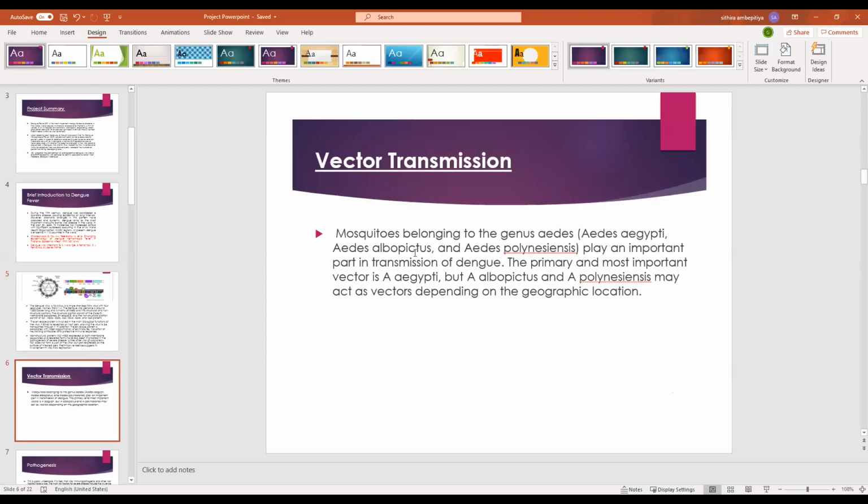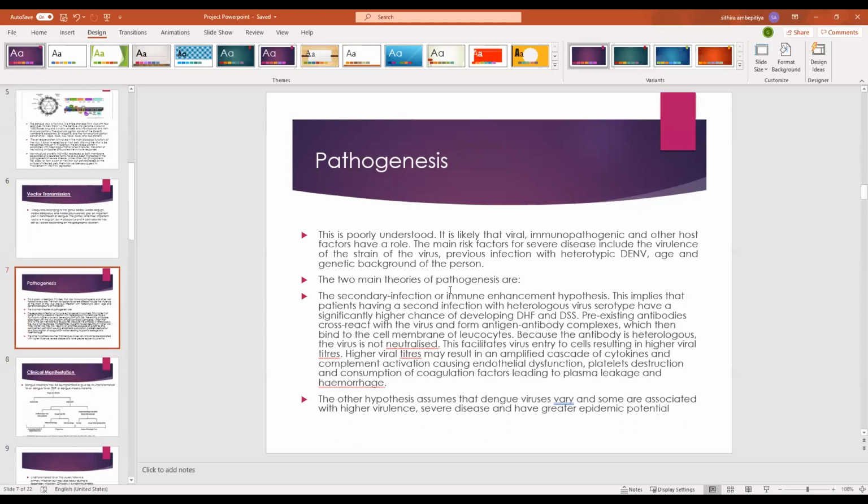So vector transmission mostly happens through mosquitoes, which is Aedes aegypti, but it can happen with other species such as Aedes albopictus and Aedes polynesiensis according to the situation, okay? Pathogenesis is not known too much about this. That's the main question we have in dengue, because we don't know how it really happens.